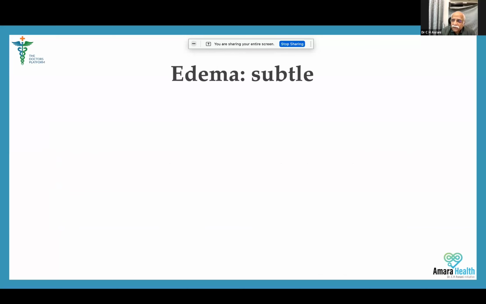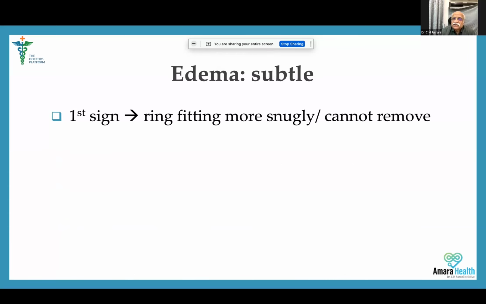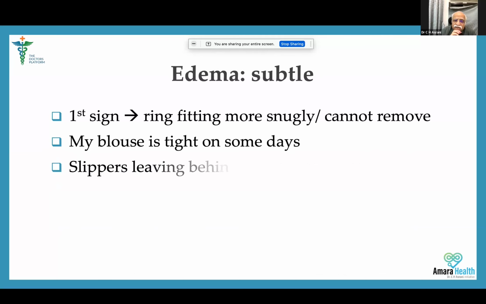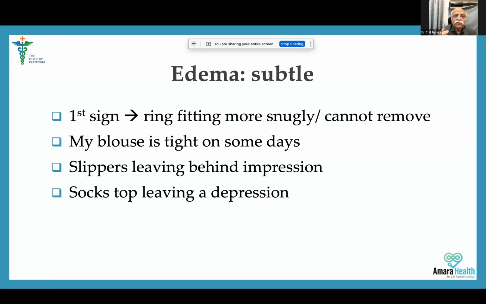Subtle edema, many times we write mild edema. Please stop using that term. First sign is the patient says, I cannot remove my finger, I cannot remove my ring. Ladies will say, my blouse is tight on some days. Slippers leaving behind impressions. Socks, the top of the sock which has the elastic leaving a depression.